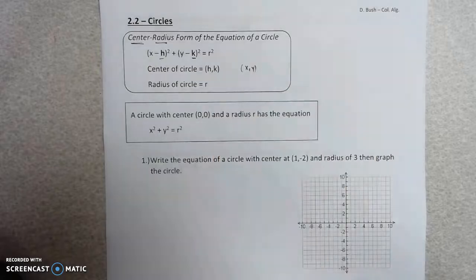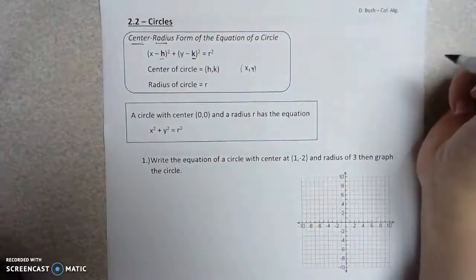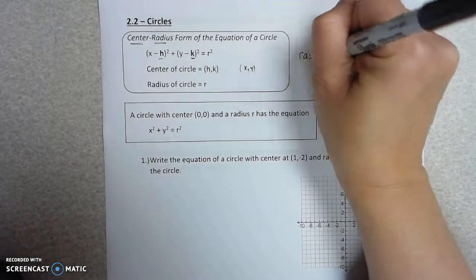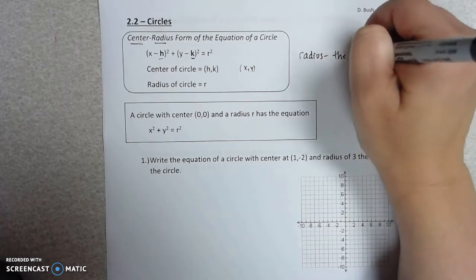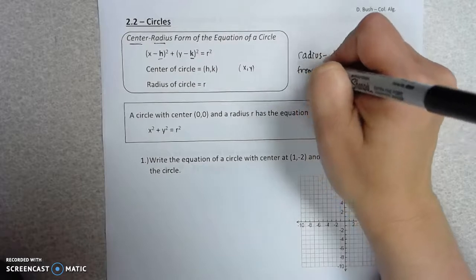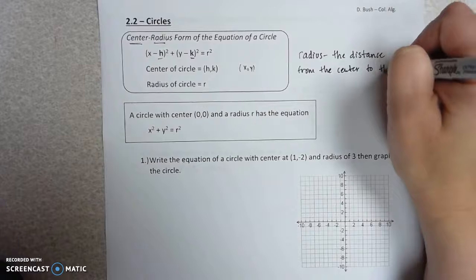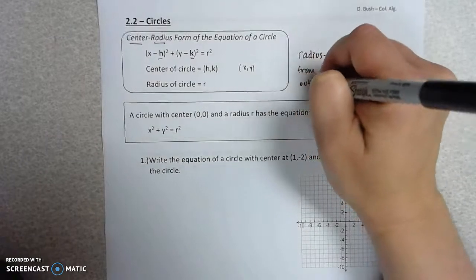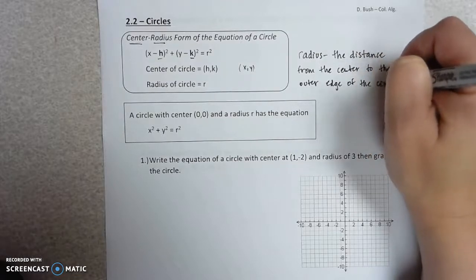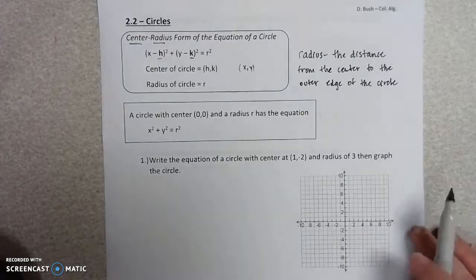Remember, the radius is the distance from the center of the circle to the outer edge. Let me write it down. Radius, the distance. So since it's distance, we know it has to be positive. The distance from the center to the outer edge. And we're going to use the center and the radius to help us graph a circle.